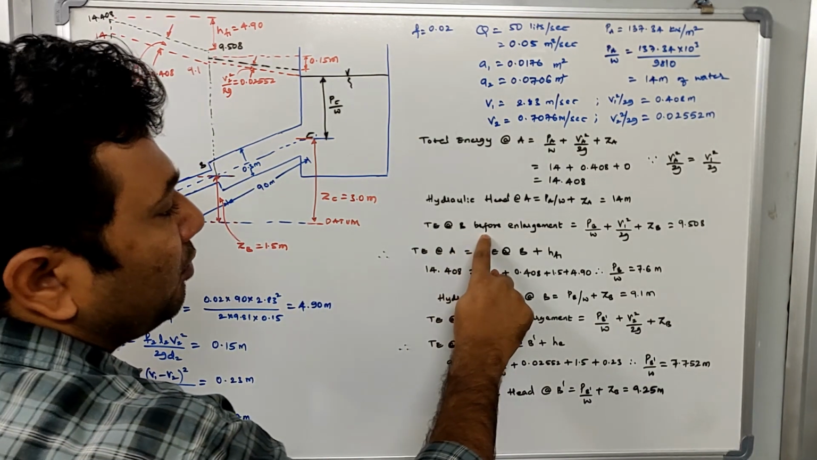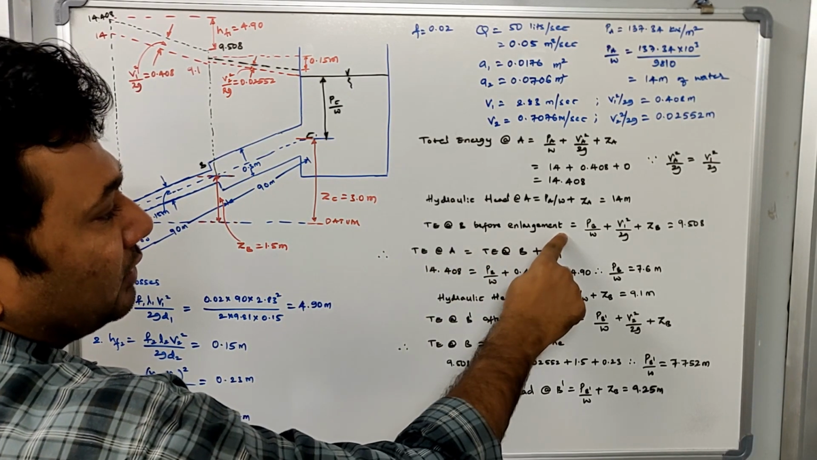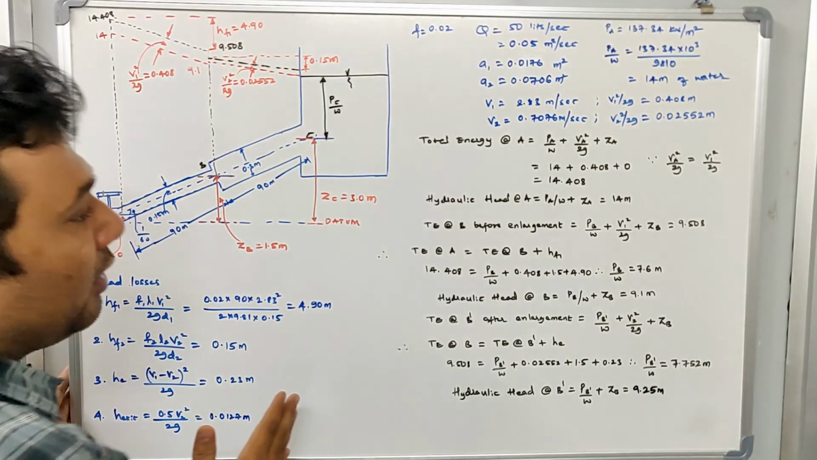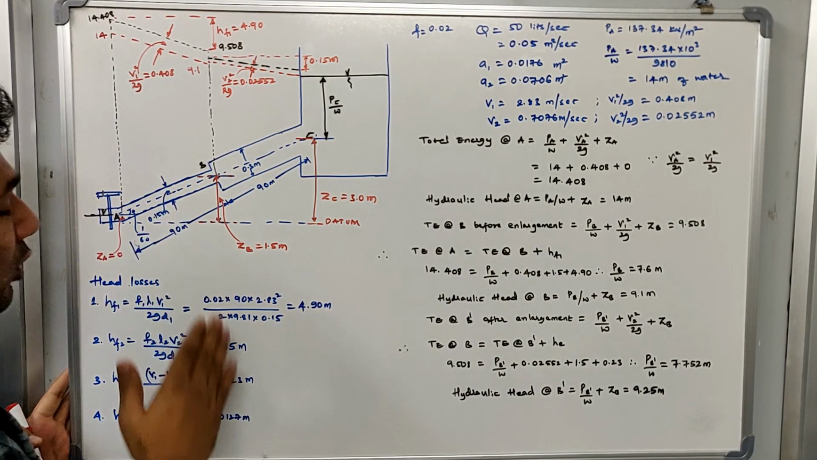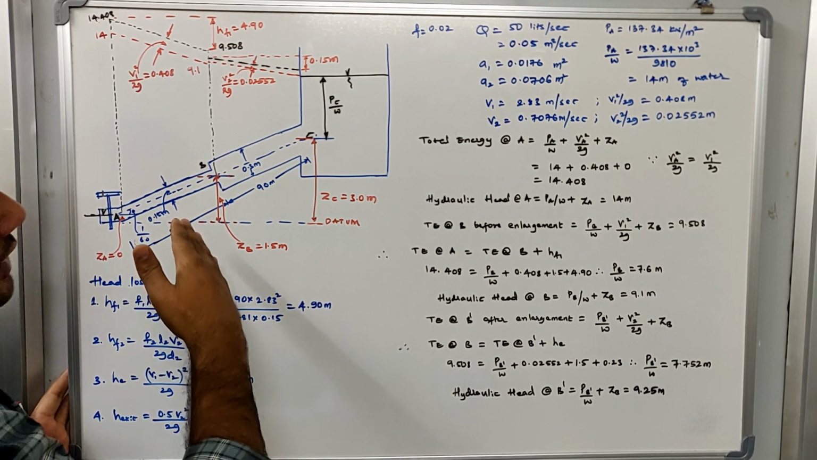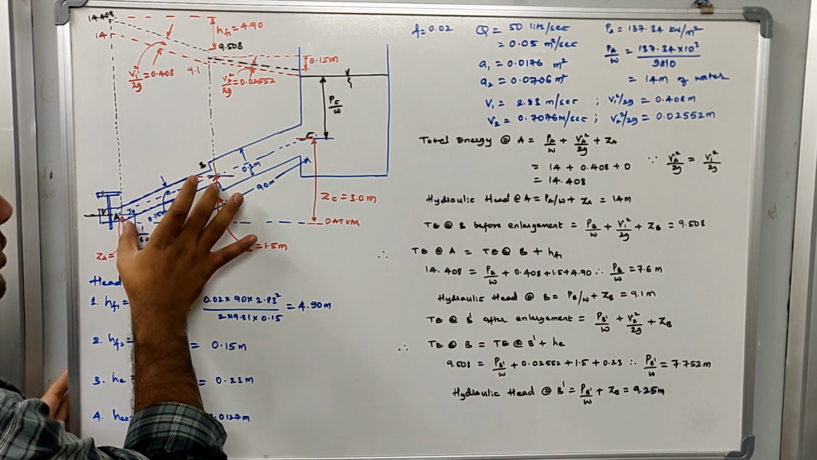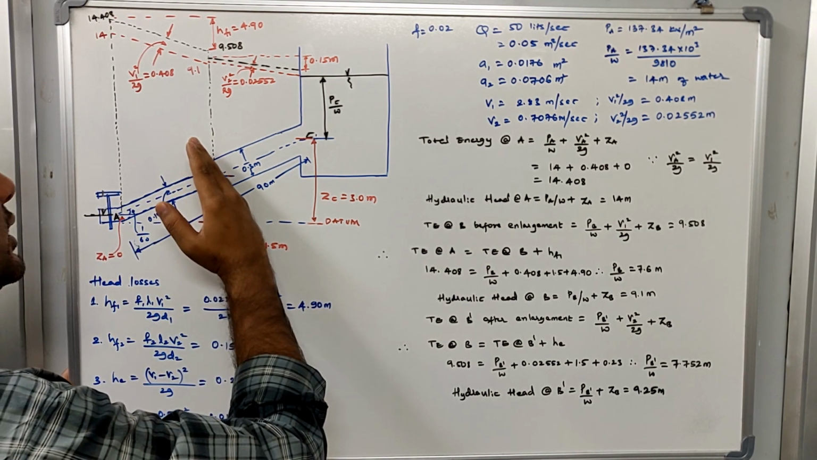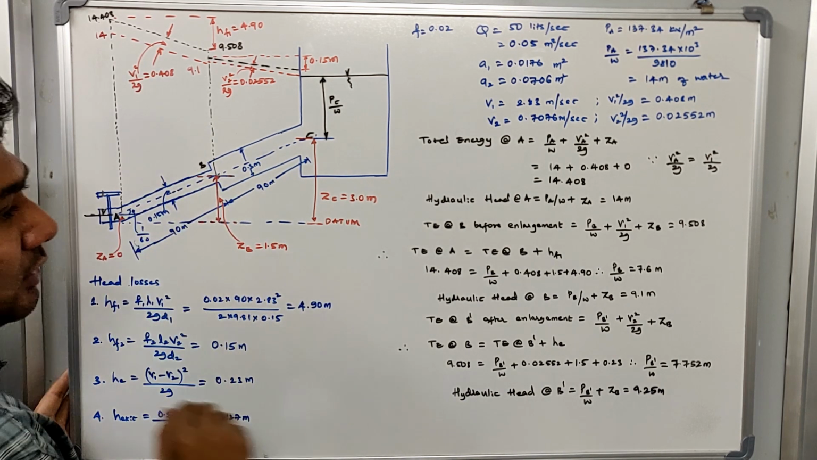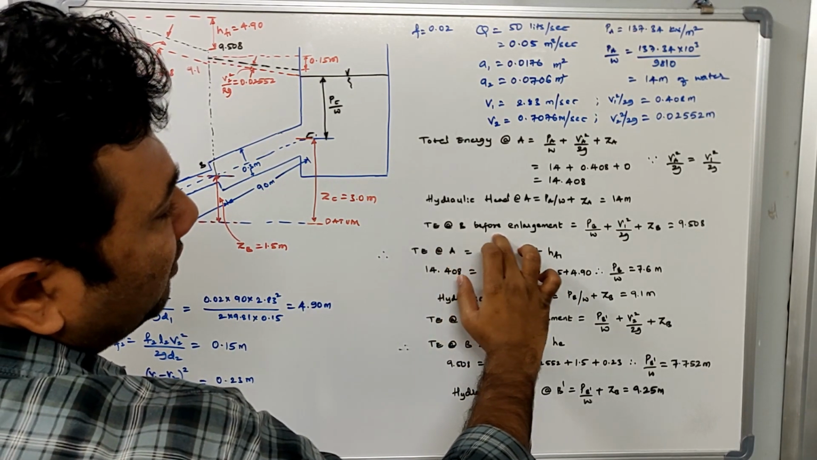So total energy at B. This is your point B. At B before enlargement. Okay, so total energy at B before enlargement means I am not going to consider the energy loss due to sudden enlargement. That is what you need to remember. So I am considering only this portion. I am not going beyond this junction. Okay, so I am before this junction.